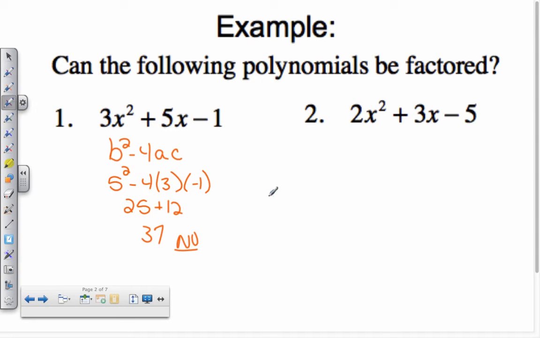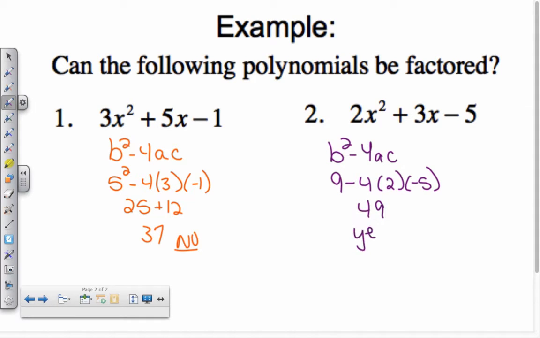Number 2, if we look at that, you do b squared minus 4ac, and so you get 9 minus 4 times 2 times -5. So you get 9 minus, -4 times -5 is 20, times 2 is 40, so 9 plus 40 is 49. And so this would be a yes, this is factorable. And so you could proceed with factoring.